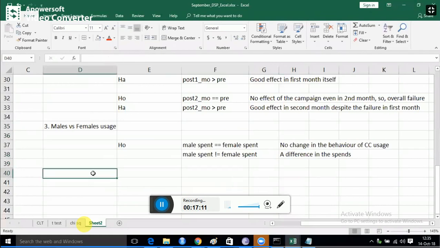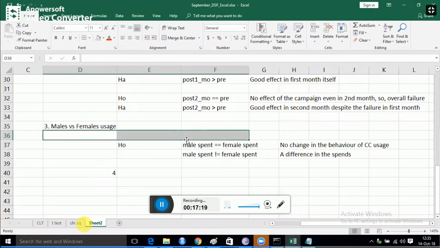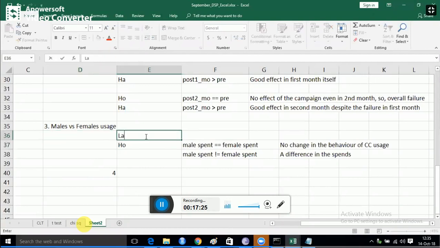Fourth question. That's a good question. Which column should we be using for this one? Latest month. Exactly, latest month. That's the reason you have the latest month. In the latest month, how are these people behaving? Did I use the word campaign here? So there is no question of post or pre campaigns, right?